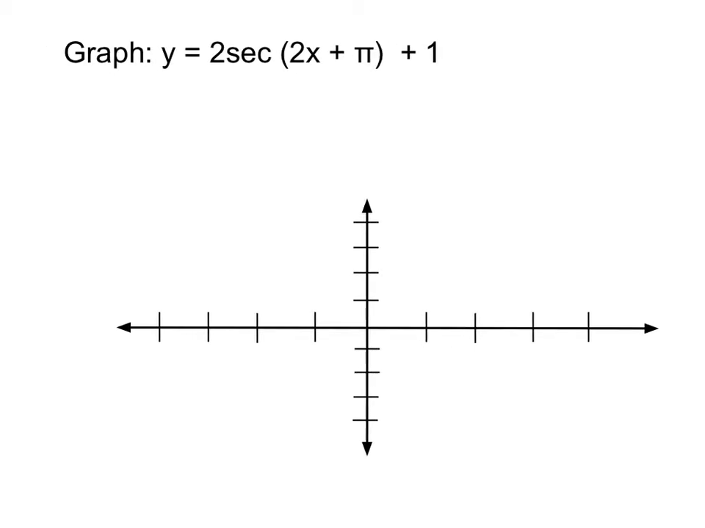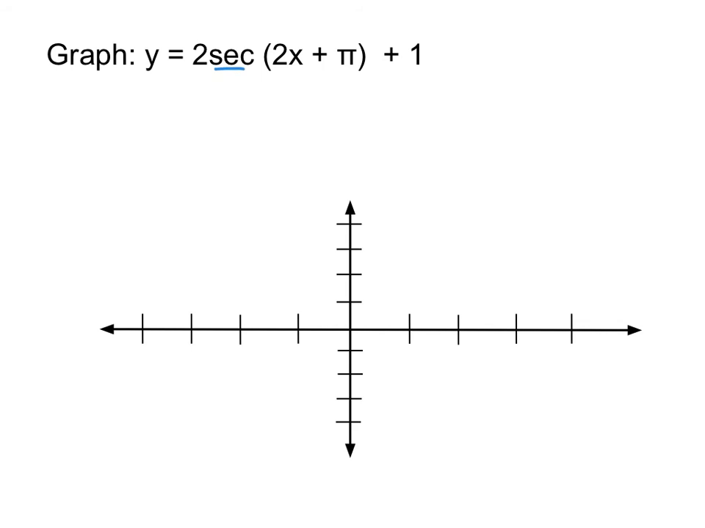So this is a secant. So what we're going to do for a secant is graph the reciprocal, a cosine. It also has a phase shift, though we have to factor that 2 out. So what we're going to graph is this. 2 cosine, I'm factoring out the 2. That's dividing this by 2 and this by 2. And that's going to be plus pi over 2. And then it's plus 1. That's what I'm going to start by graphing.